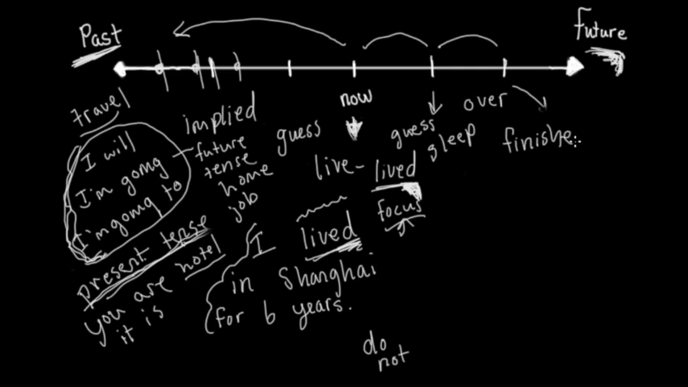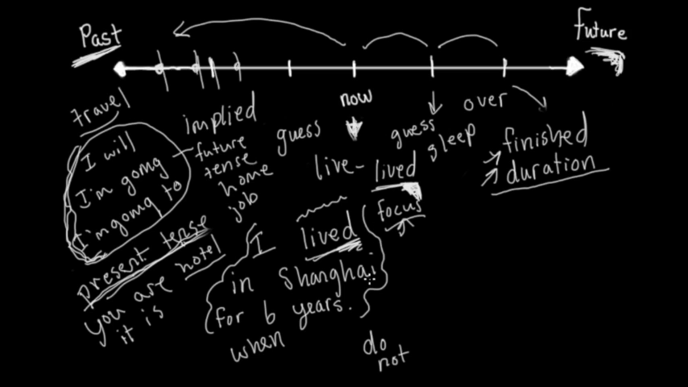And we want to focus on the duration or how long it happened. I slept for 16 hours. I lived in Shanghai for 6 years. If I slept for 16 hours, that means it's finished. I'm not sleeping now. If I lived in Shanghai for 6 years, that means it's finished. Maybe I live in another city now. Okay? And so sometimes we don't include when.